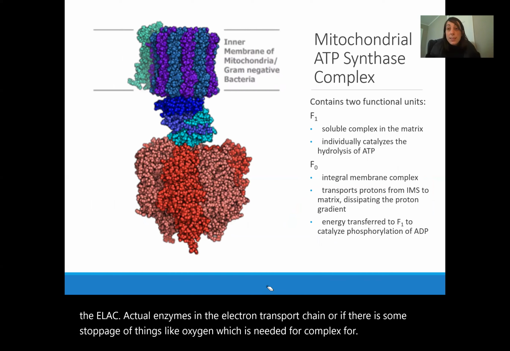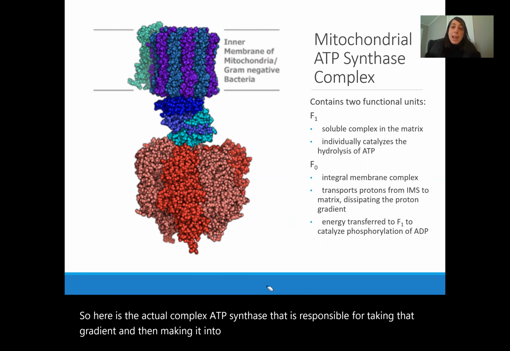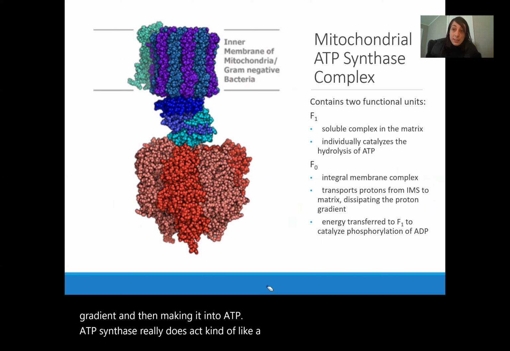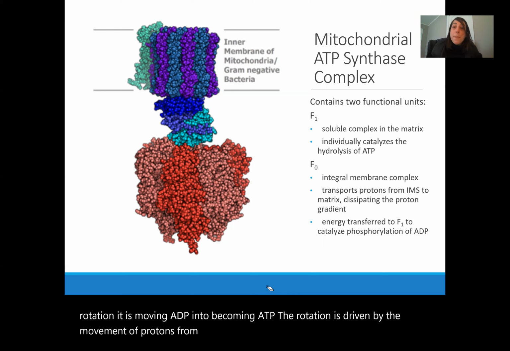So here is the actual complex ATP synthase that is responsible for taking that gradient and then making it into ATP. ATP synthase really does act kind of like a mill. In fact, it rotates, and through this rotation, it is moving ADP into becoming ATP. The rotation is driven by the movement of protons from the inner membrane space back into the matrix.